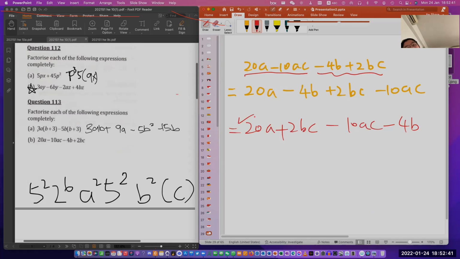What I'm trying to show you is you can do it in this order, you can do it in this order, you can even do it in this order. It's up to you. Any order, you should end up with the same answer. But why do I prefer the second order?